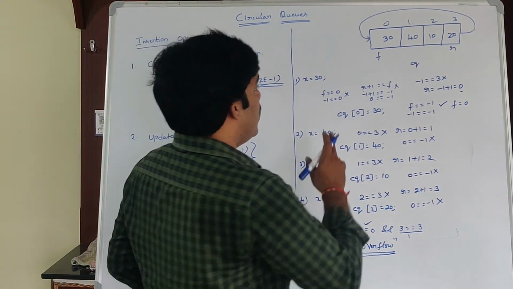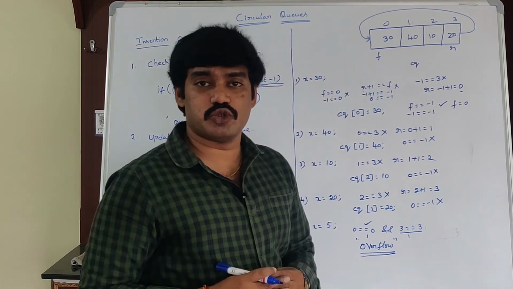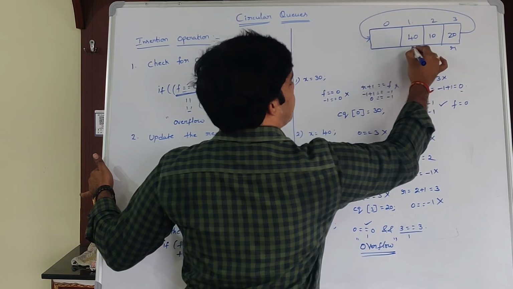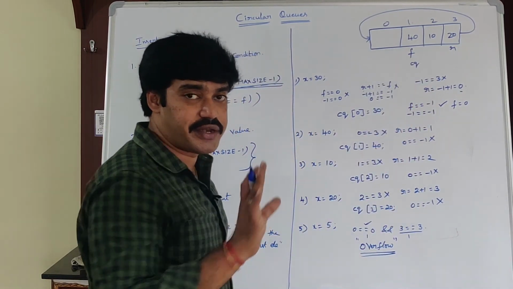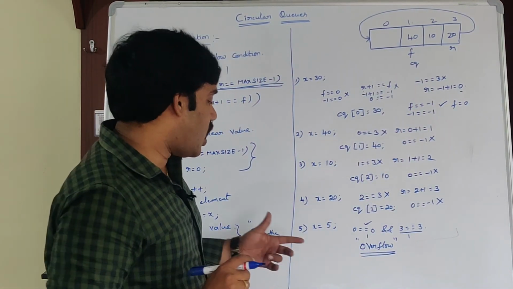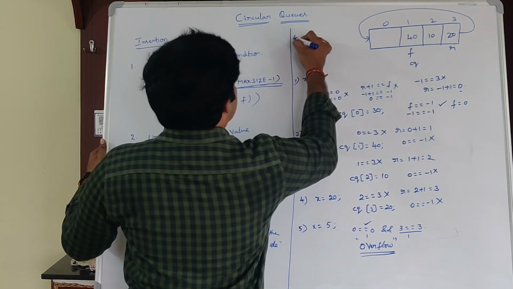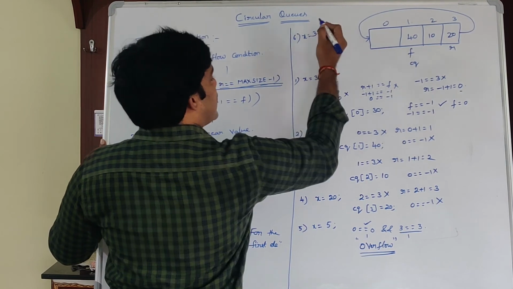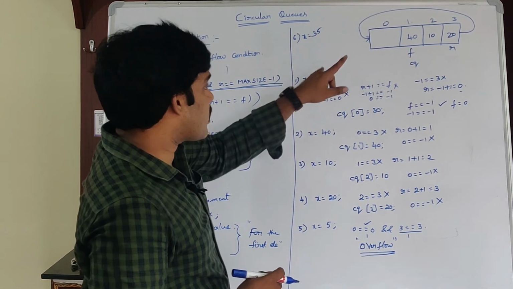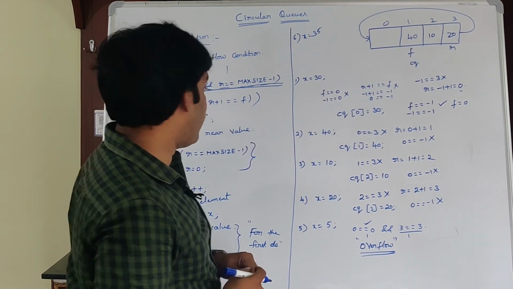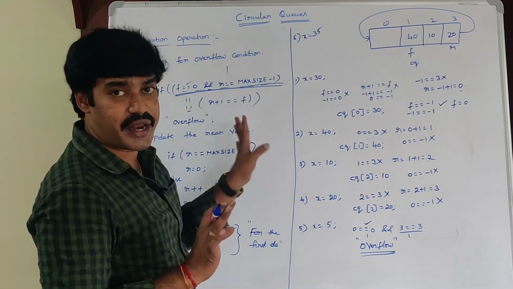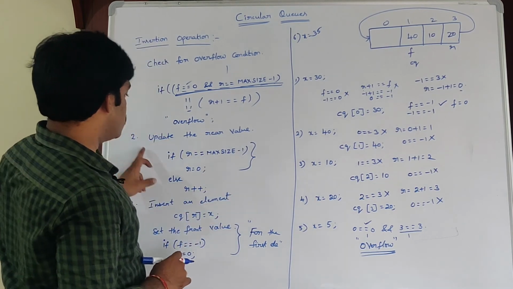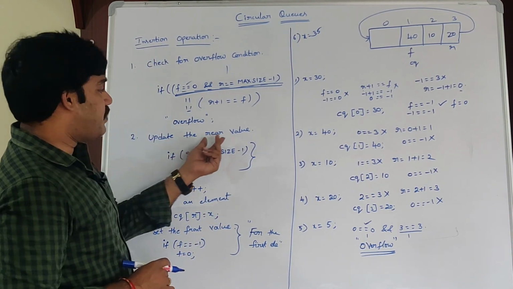So next, if I want to delete an element, which element is to be deleted? The first element is to be deleted. The element which is pointed by the front pointer is to be deleted. Now I want to insert an element 35 to the circular queue data structure. Is circular queue full? Not full. Why? Because is f is 0? No, condition is false. Is rear plus 1 is equal to f? No, condition is false. So coming to the second case, update the rear value.